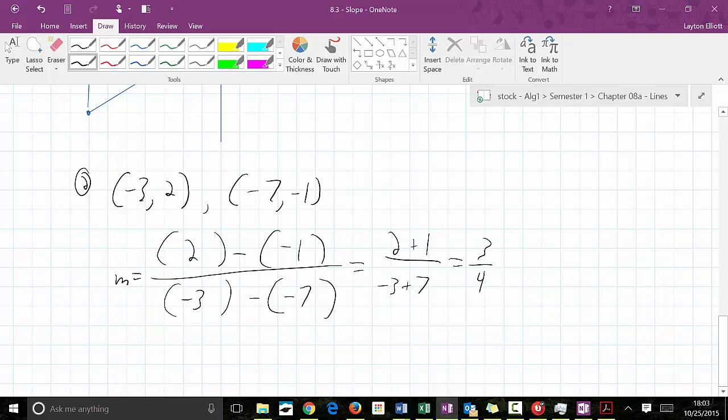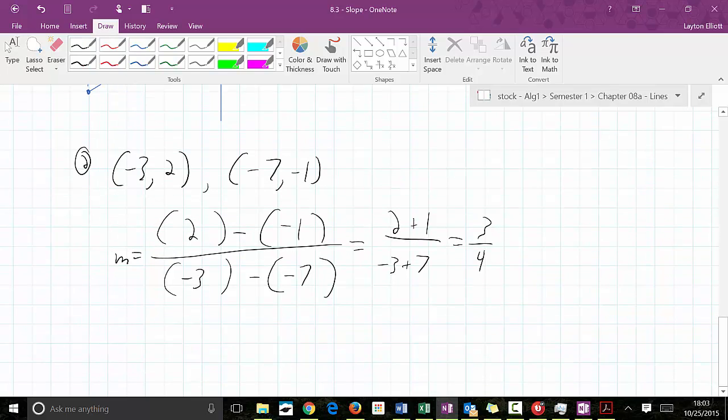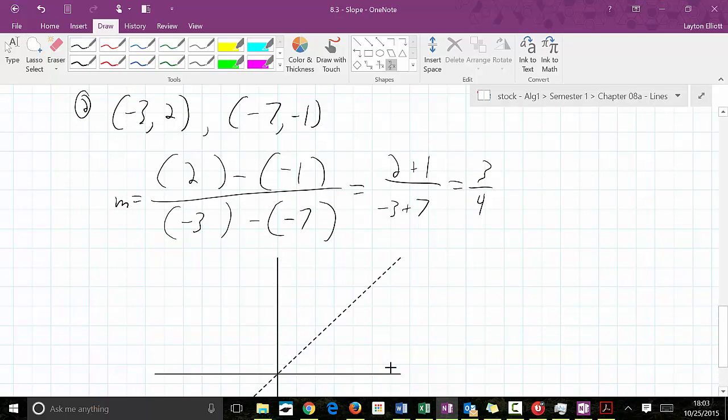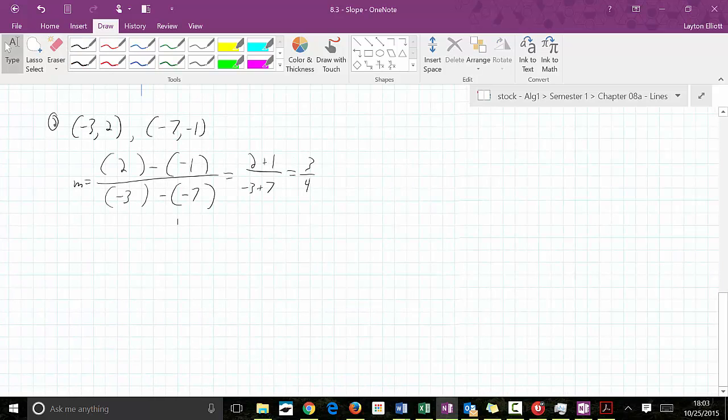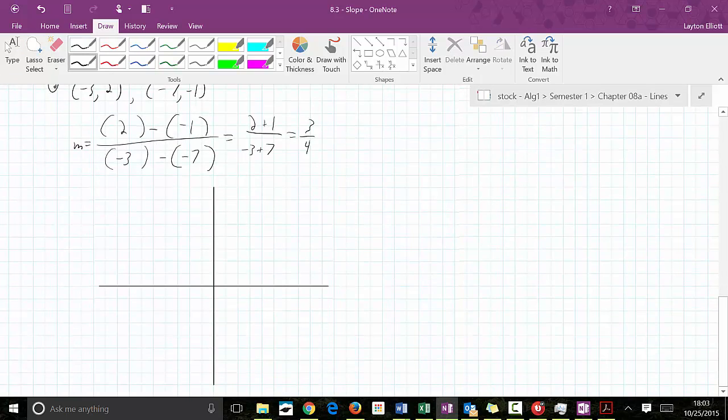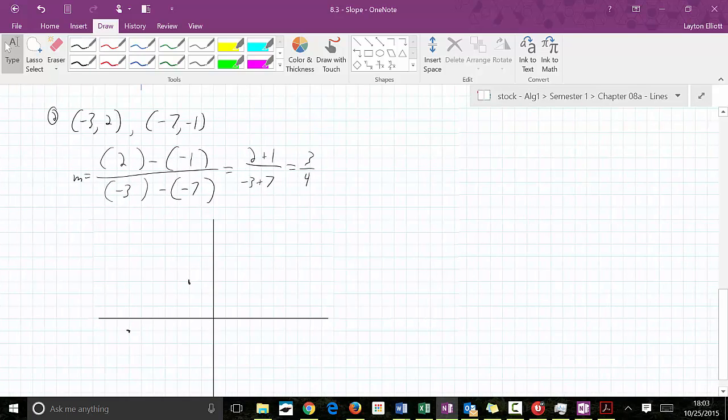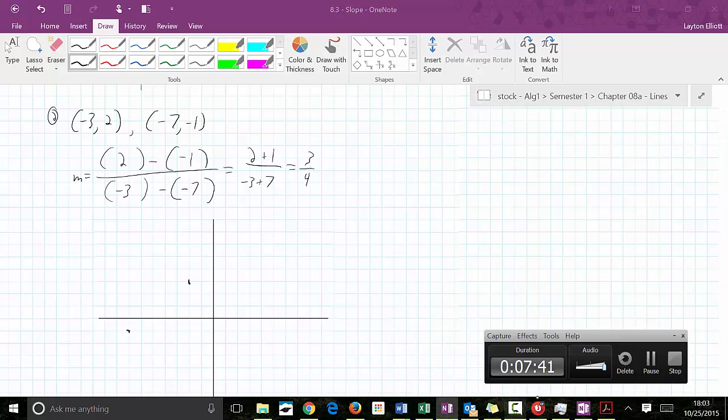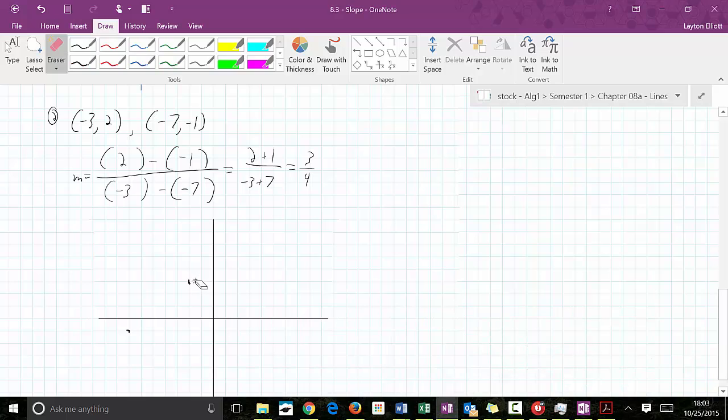So if I have 3 over 4, let's check that by graphing and just make sure that I've got this right. 3 over 4 would be -3, 2, -7, -1, and let's see, -3, 2, -7, -1, 1, 2, 3, 4, 5, 6, 7. Looks like I made the same mistake again. -3, 2 is actually right here, and now that up 3 over 4 matches.